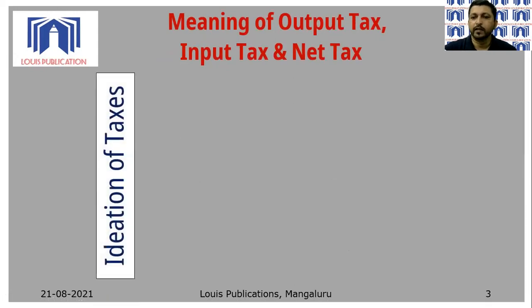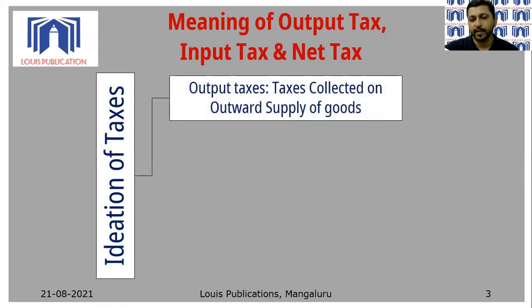First, we will look at the concept of output tax. We have already understood output tax is basically the taxes collected on the outward supply of goods. So as a supplier, when I'm making a sale, when there is an outward supply of goods to my customer, I am going to collect GST. So that amount of taxes is called output tax.